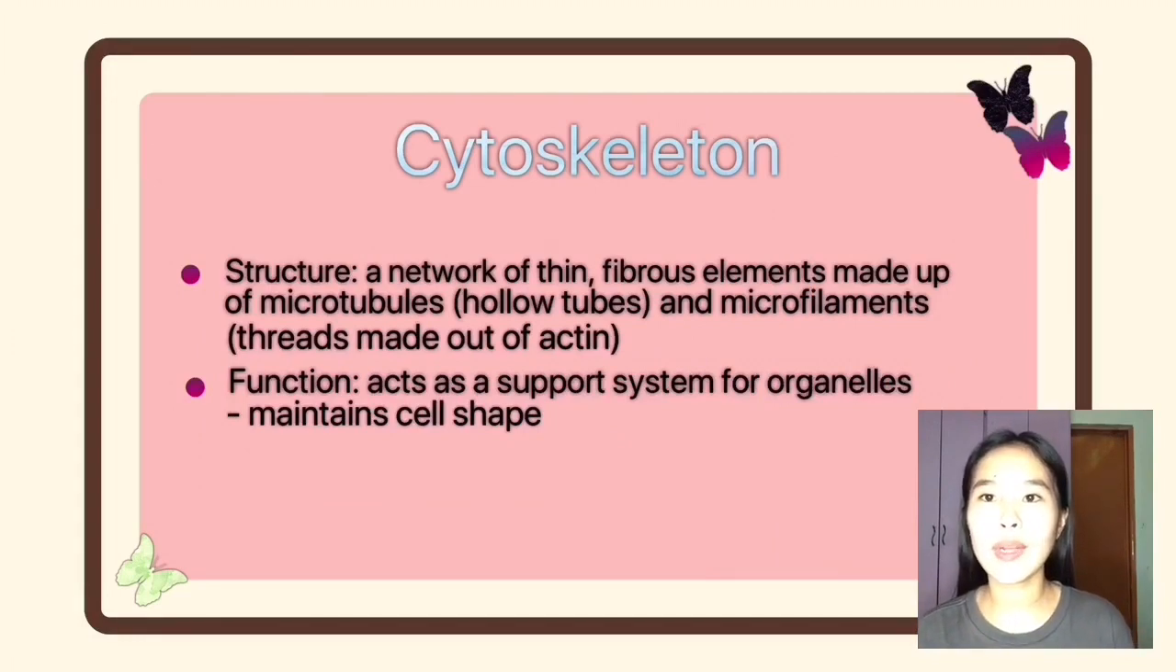Cytoskeleton structure. A network of thin fibrous elements made up of microtubules, hollow tubes, and microfilaments, threads made out of actin. Function: acts as a support system for organelles and maintains cell shape.